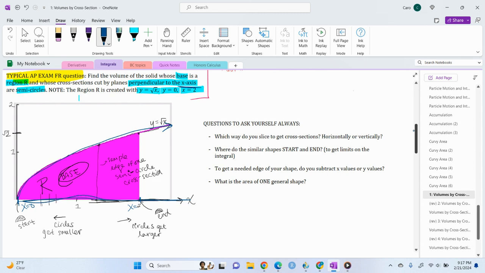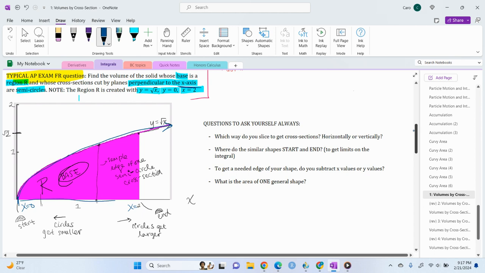And then I want you to try and lay your pencil on your paper so it's perpendicular to the x-axis. Like, what would that look like? Hopefully you're holding your pencil like this, okay? Or like this. This is perpendicular to the x-axis, okay?